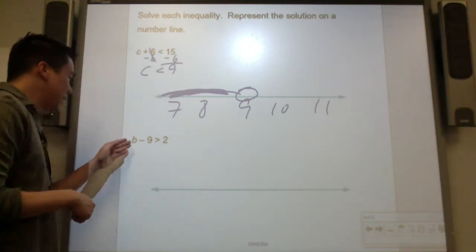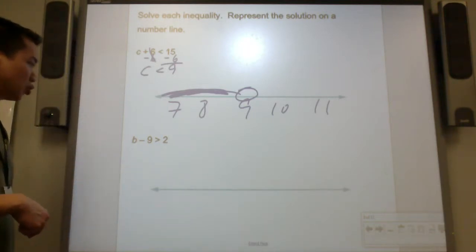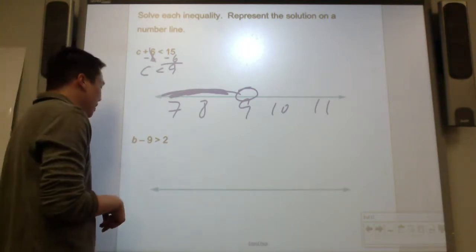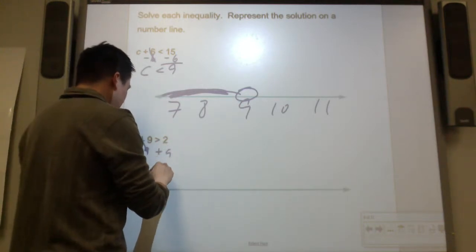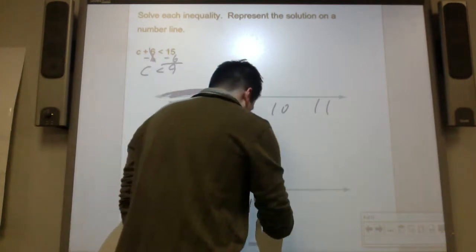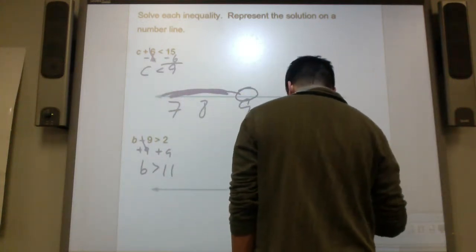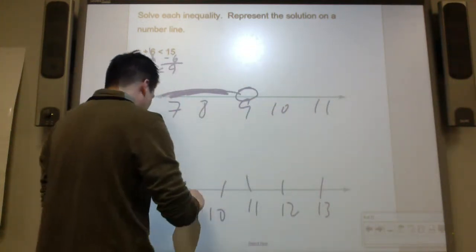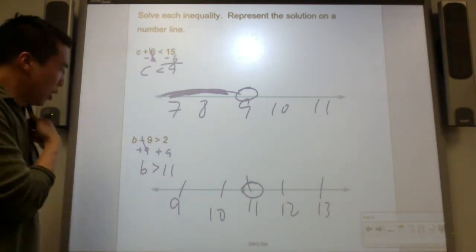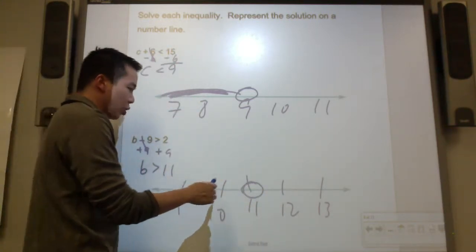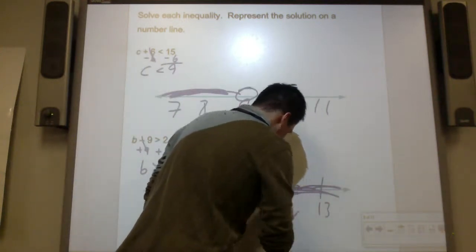Next one. b take away 9 is greater than 2. What operation is the inverse of minus 9? Plus 9. They cancel. So it's b is greater than 11. So you have 11, 12, 13, 10, and 9. Open circle for 11 because we're not including 11. What numbers are greater than 11? 12 and 13. So it faces to the right.